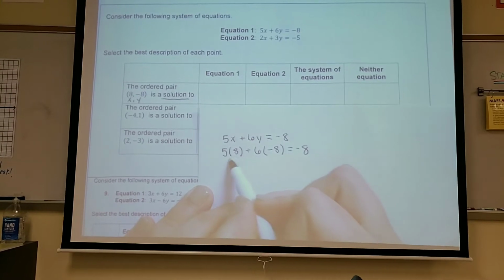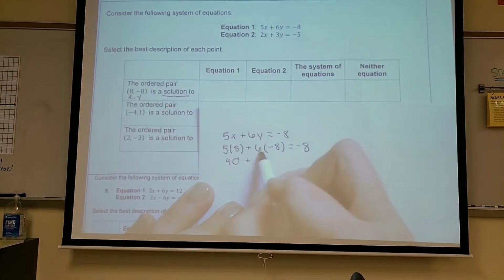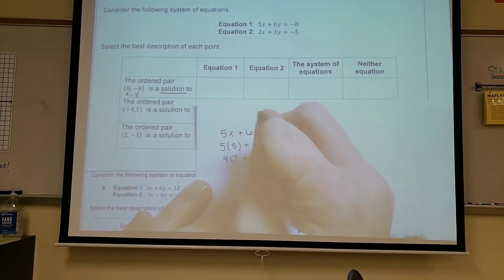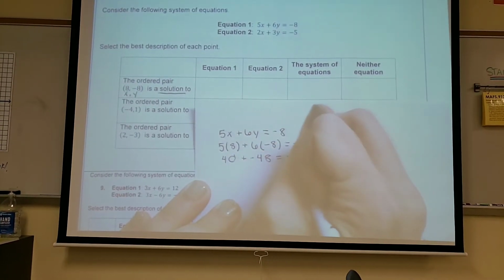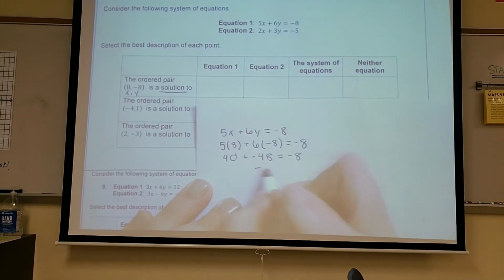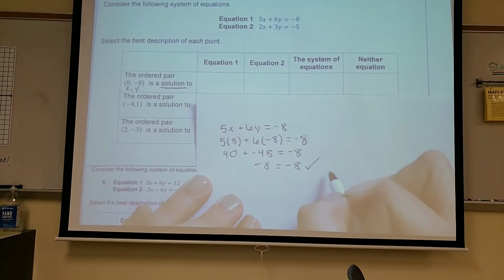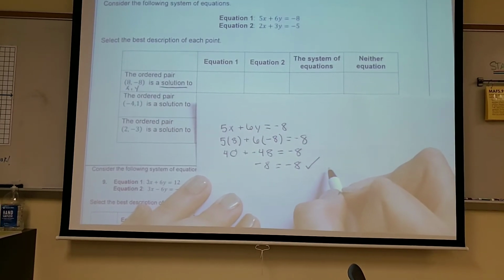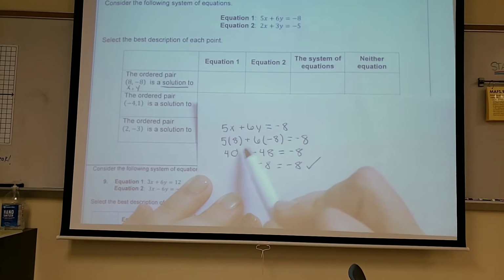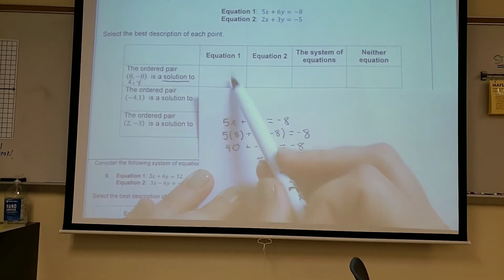So 5 times 8 gives me 40. 6 times negative 8 gives me a negative 48. When I add those two together, I get negative 8 equals negative 8. Because it works and I get the same number on both sides of my equation, this tells me that this point, 8, negative 8, is a solution to equation 1.